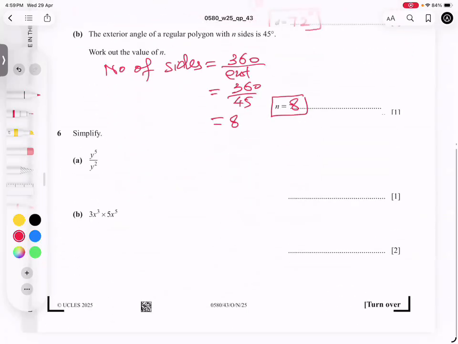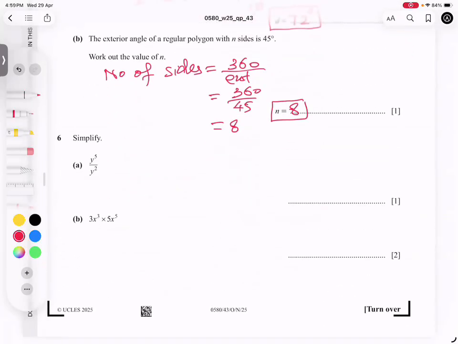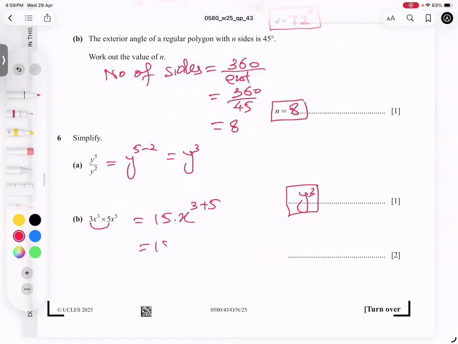Question number 6 on the same page. Basic property of indices: when two values divide, the powers subtract always. So upper power minus lower power, and this is my final answer. And in case of multiply, the numbers multiply each other, 3 5s are 15. But what about the powers of x? They will add. And I'm getting 15 and x to power 8. And this is my final answer.